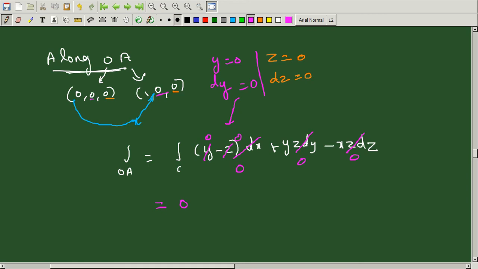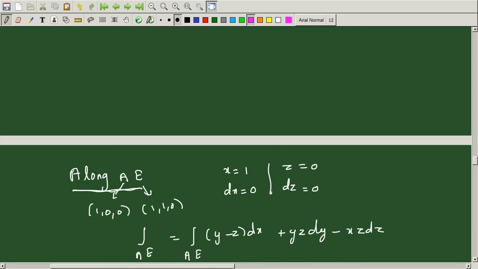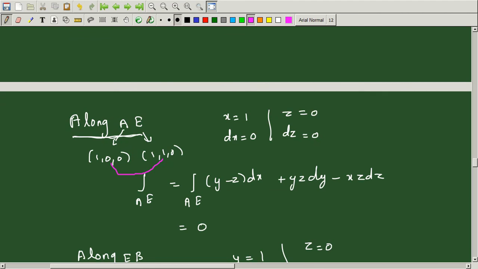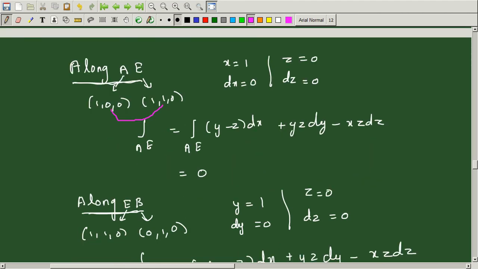Similarly, we need to calculate the other surfaces, like along AE. Write the point for A and the point for E. The x value is common as well as the z value. Only the y value varies, from 0 to 1. Write x equal to 1, differentiation of x is 0 and differentiation of z is 0, and integral over C f dot dr, substituting all this, we get 0 along AE direction.